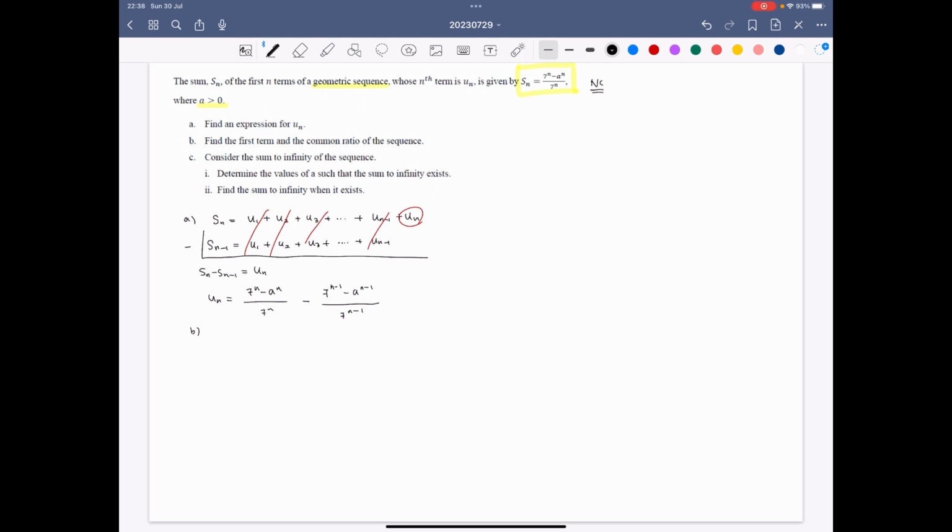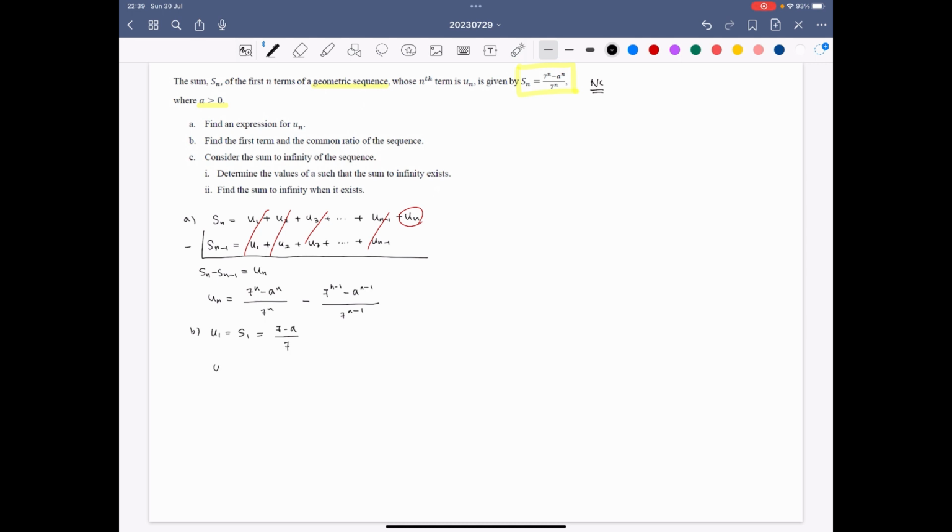Okay, part B. Find the first term and common ratio of the sequence. Now let's do this. When you have the sum expression, the easiest way to find the first term and the common ratio, or if it's arithmetic, the first term and the common difference, is to plug in numbers 1 and 2, right? So u1 is essentially the same as s1 because this is the sum of the first term, right? So if you plug in 1 into n, that would be 7 minus a over 7.